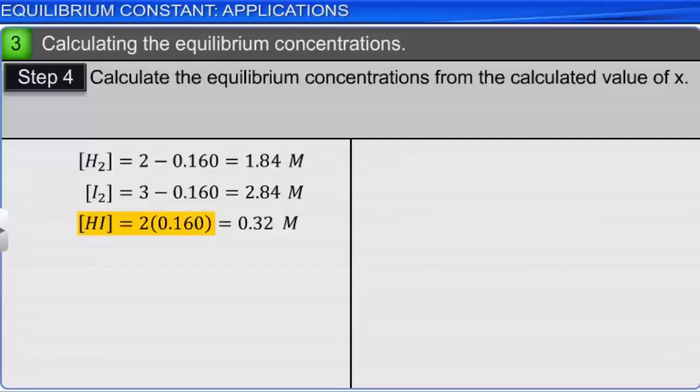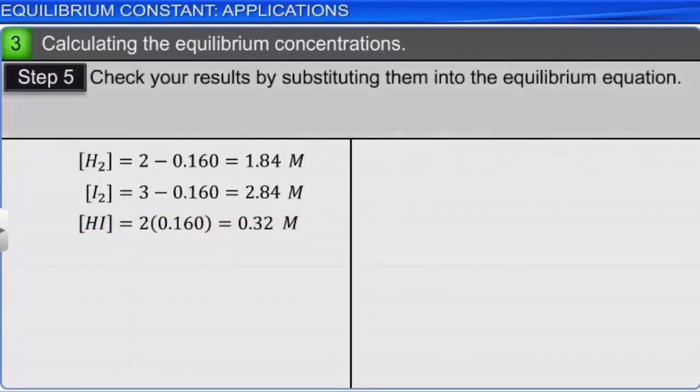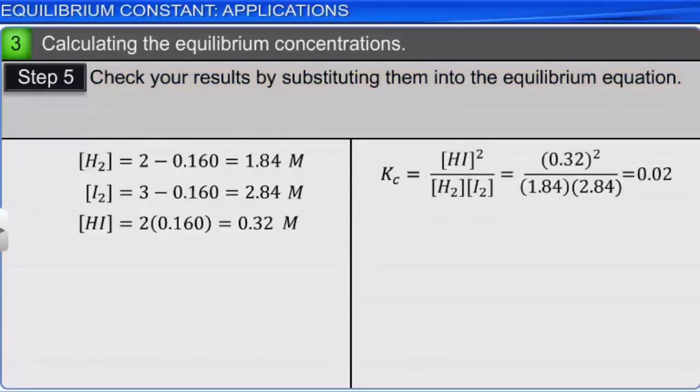Step 5. Check your results by substituting them in the equilibrium equation. On substituting the concentrations of hydrogen, iodine, and hydrogen iodide in the equilibrium equation, we get Kc is equal to 0.32² divided by 1.84 × 2.84. On solving this, we get the value of the equilibrium constant as 0.02. This is the same as the given value. Hence, the equilibrium concentrations are correct.